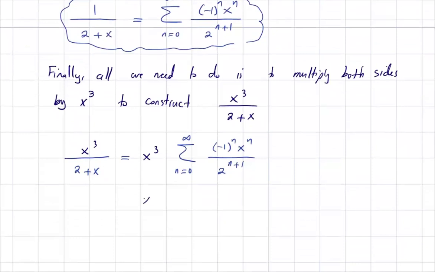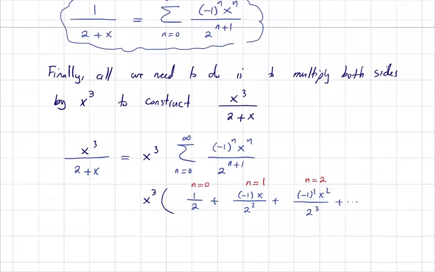What's the meaning of that? It means that you are distributing x cubed into parentheses. When n is equal to 0, what do you have? You have 1 divided by 2. When n is equal to 1, what do you have? You have negative 1 times x divided by 2 squared. When n is equal to 2, what do you have? You have negative 1 to power 2, x squared divided by 2 to power 3, plus the rest of the terms.